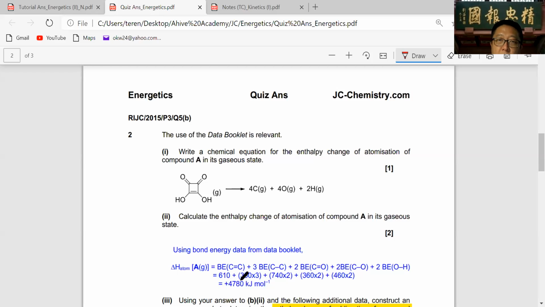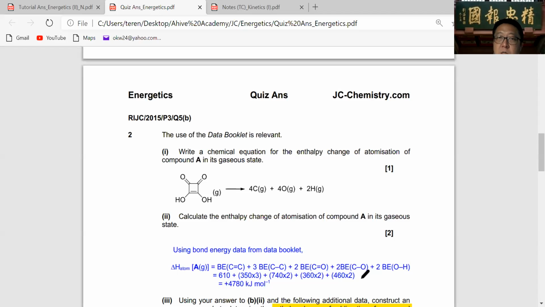And then you have your 4780 kilojoules per mole. Question? Don't need to add the reactant, the product, sorry. Why? There are no bonds formed here. All of them are isolated atoms. Oh, that's why you don't have the formula application. By right, the formula is enthalpy change is your bond breaking BB minus BF, right?